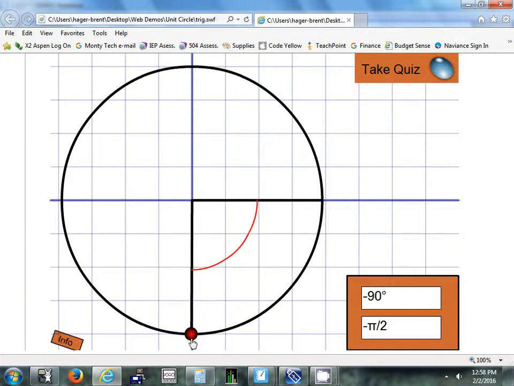If you want to get to negative 90, you can either go clockwise, 90, or you could go counterclockwise, and that would be written as 270. So there's two different ways to end up at the same spot. And unless you draw the arrow showing the direction, somebody wouldn't know the difference. The terminal side is in the same spot.